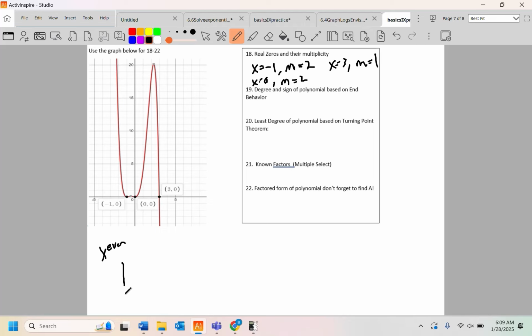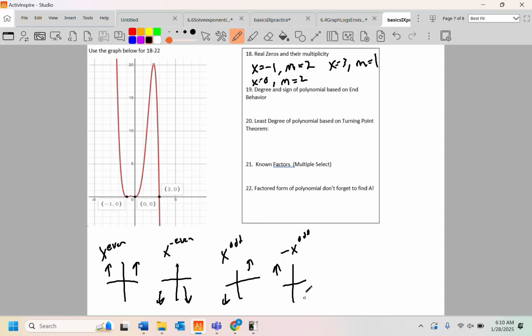X to the even. How's it start? Starts high. How's it end? High. X to the negative even. How's it start? Starts low, ends low. X to the odd. That starts low, ends high. Negative x to the odd. That starts high, ends low.